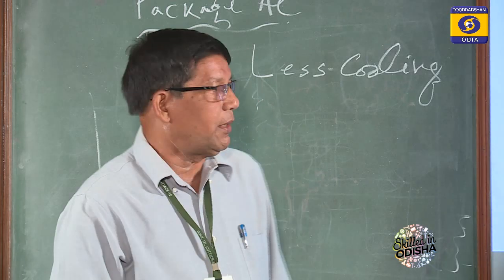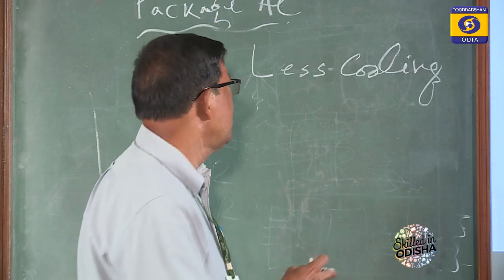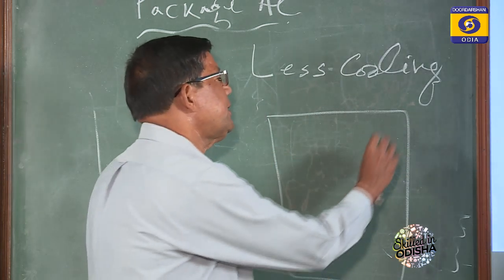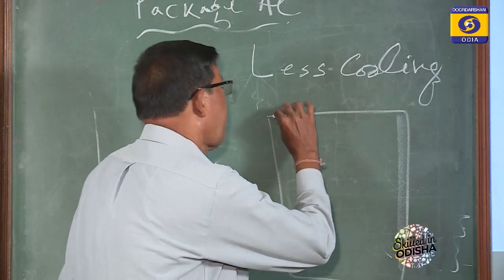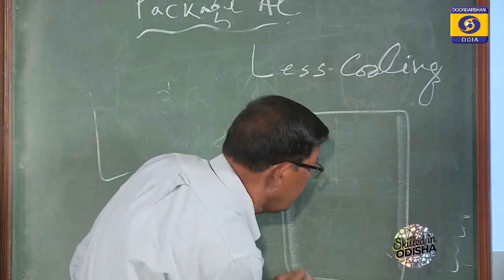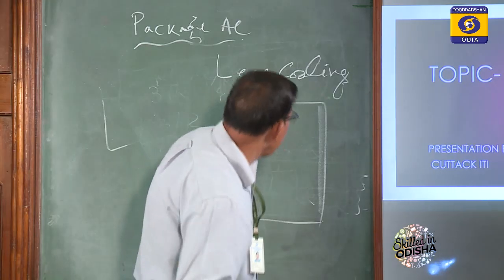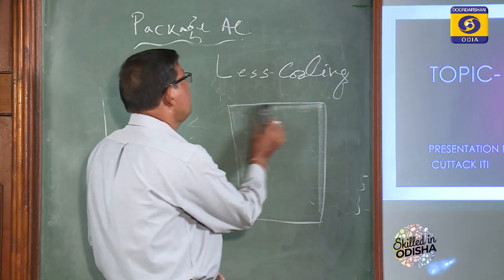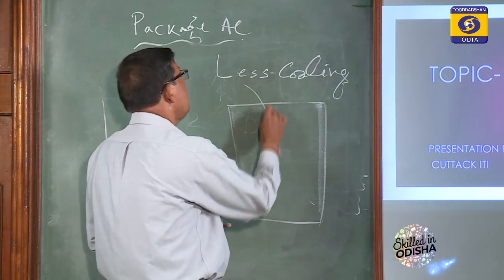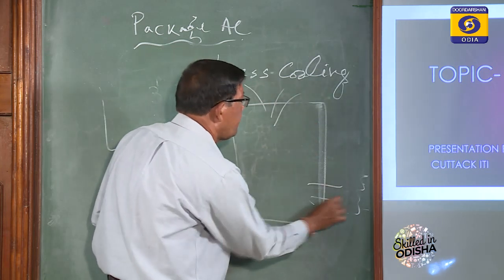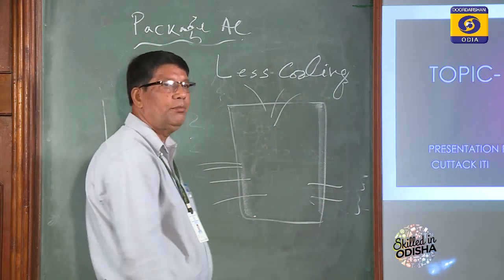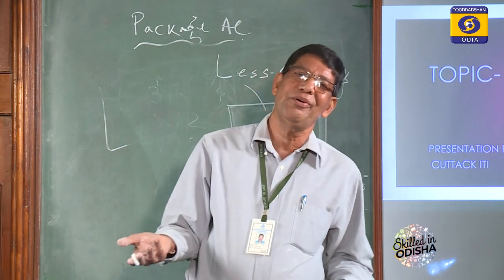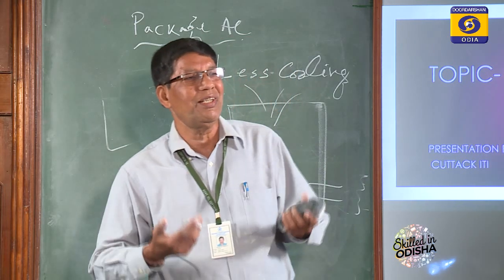Improper insulation. What is improper insulation? Inside the package AC, on all sides there is insulation. If the insulation is removed, then the compressor heat will leak to the room. It is a simple, easy system. We may not know that we are using less refrigerant.